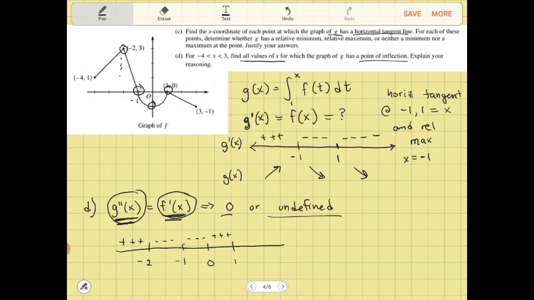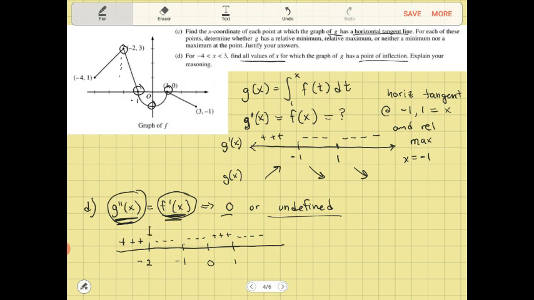And finally, from 1 to the right, this function is decreasing, which means its slope is negative. And again, the slope of this graph is the second derivative of g. So how many inflection points do you see? Well, there are 3, right?